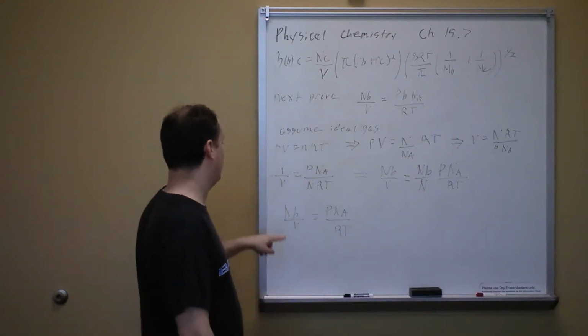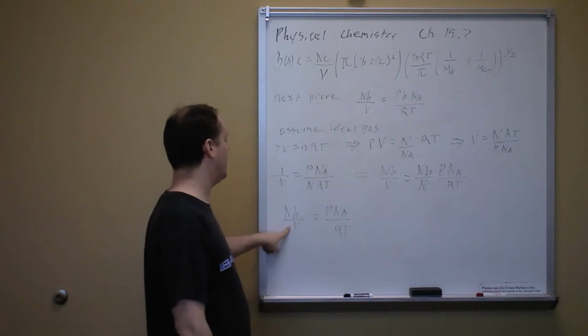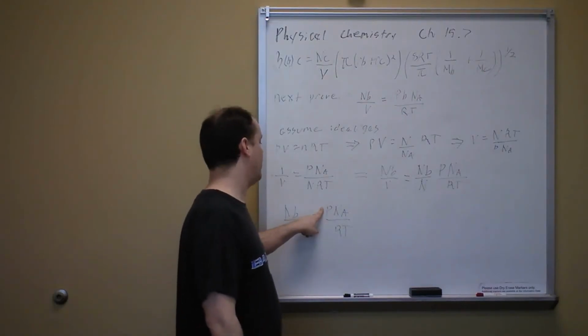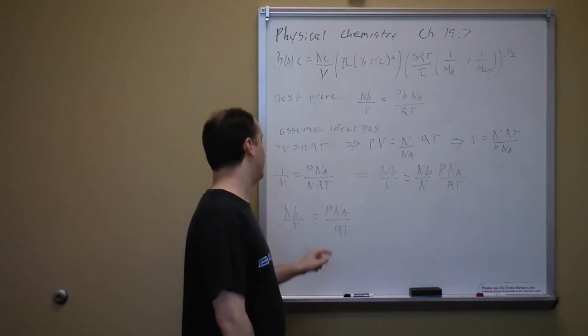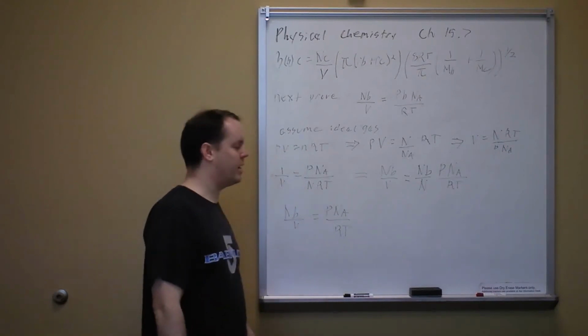It's just the number of molecules. So the number of molecules of B divided by the volume of the container is equal to the pressure times Avogadro's number divided by the gas constant R times temperature.